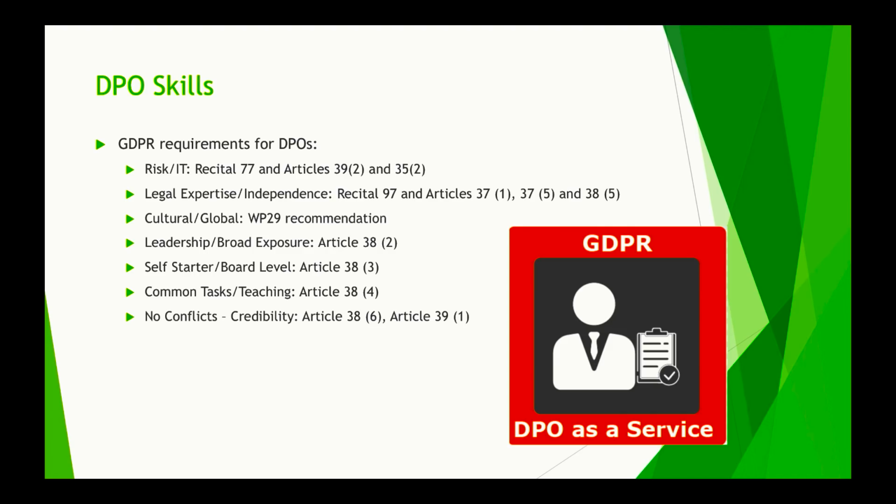Regarding legal expertise and independence, Recital 97 and Articles 37.1, 37.5, and 38.5 specify a person with expert knowledge of data protection law and practices to assist the controller or processor, to be bound by secrecy or confidentiality, and to perform their duties and tasks in an independent manner. DPOs must know data protection law to a level of expertise based upon the type of processing carried out.